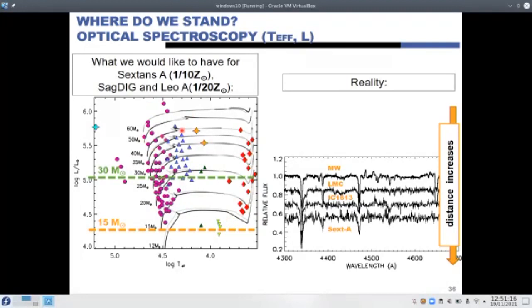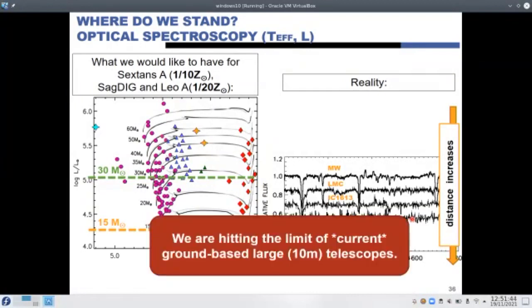So these are optical spectra of very similar stars located in the Milky Way, the Large Magellanic Cloud, IC 1613, and Sextans A. This is a sequence of increasing distance. And you see how spectral quality becomes poorer, and that's because the galaxies are very far away and observations are harder. And actually, this is a good spectrum, but we are hitting the limits of current observational capabilities. We need larger telescopes with more sensitive instrumentation.